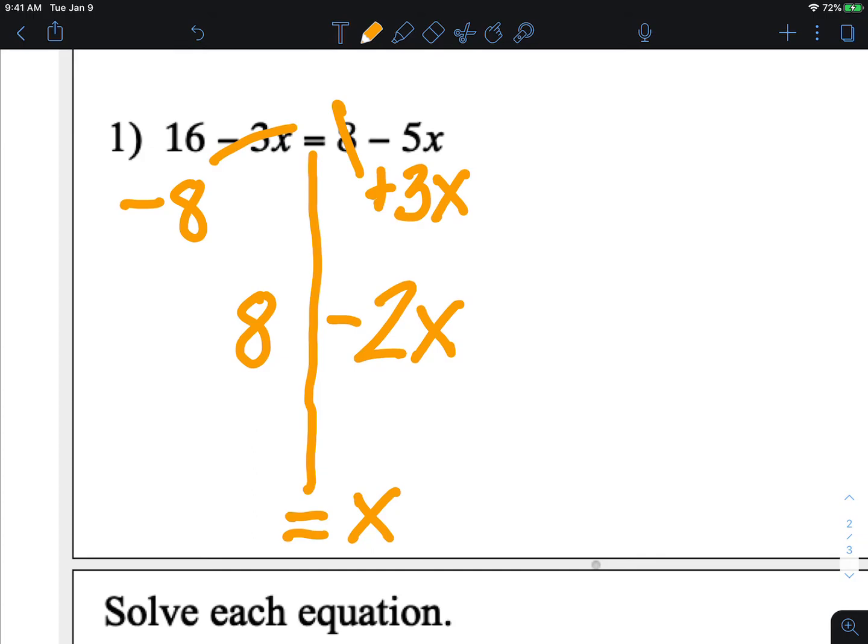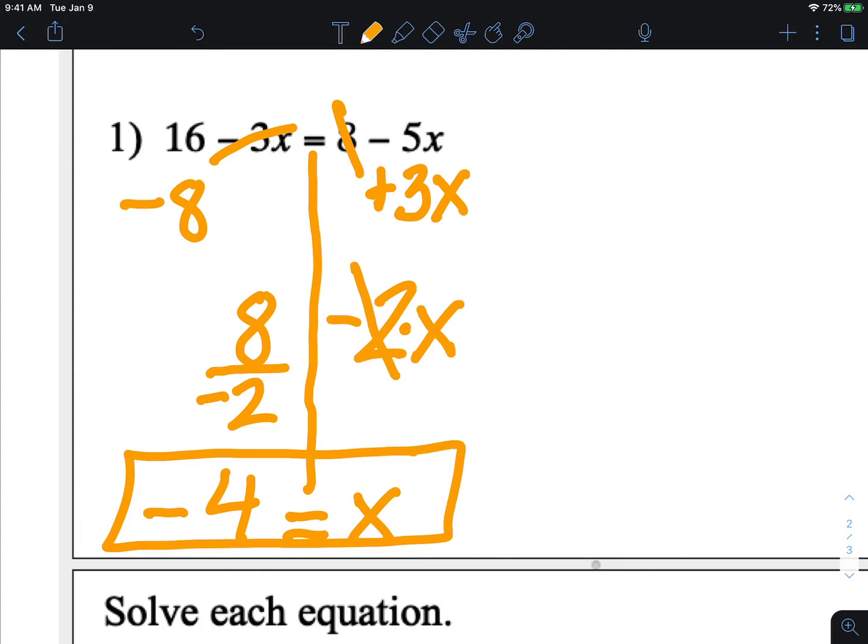And I'm going to remember that negative 2x means what in the middle again? It means times, right? And the opposite of multiplying, when I cross out negative 2 and it comes over to this side, is dividing by negative 2. So a positive divided by a negative is a negative. And 8 divided by 2 is 4. There you go.